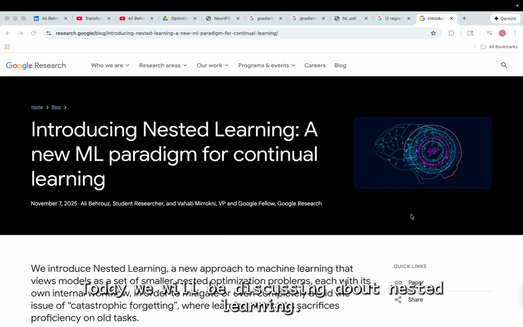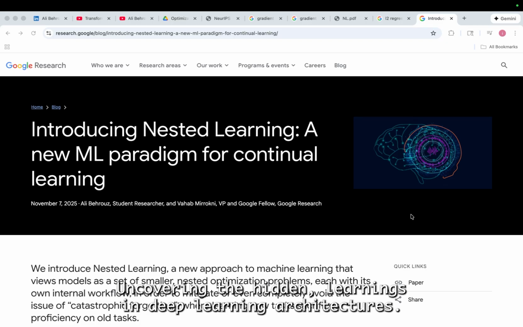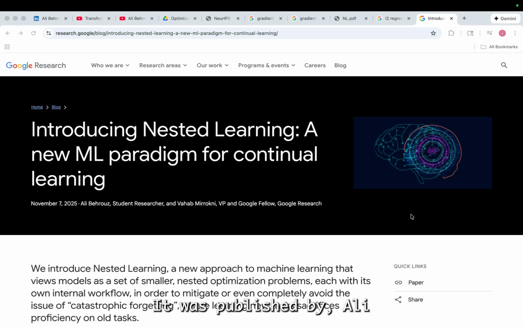So hello everyone, today we'll be discussing nested learning, a completely new paradigm for continual learning, uncovering the hidden learnings in deep learning architectures. It was published by Ali Behrouz and his fellow mates from Google Research.